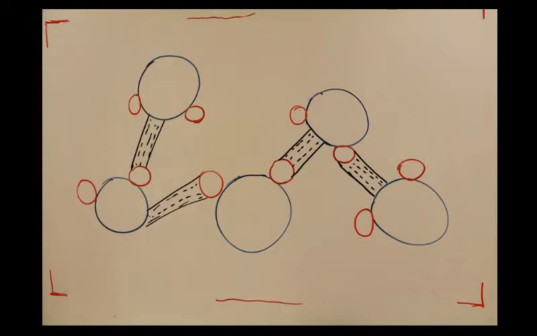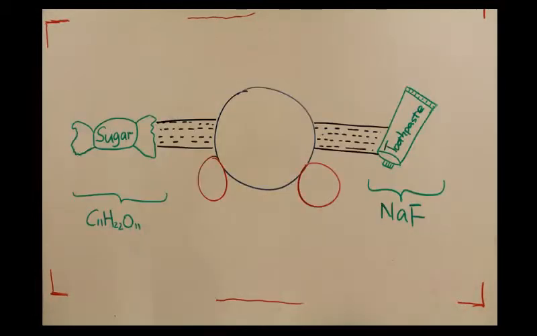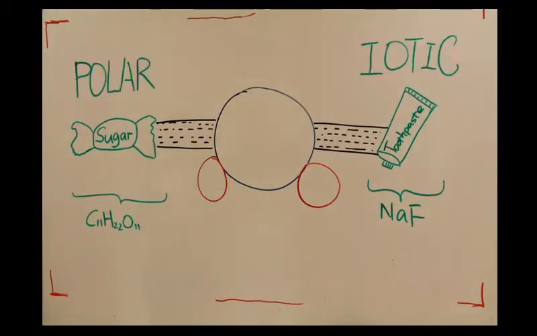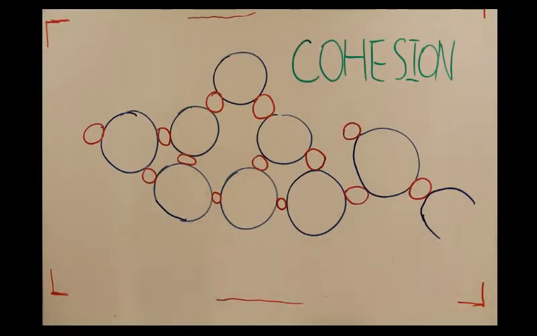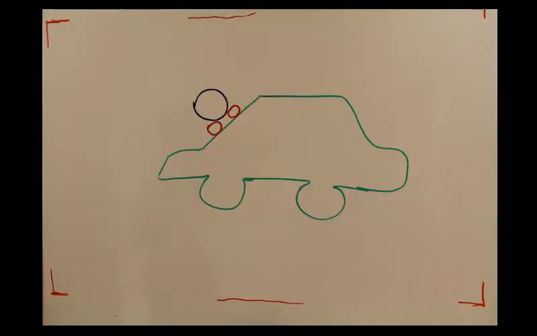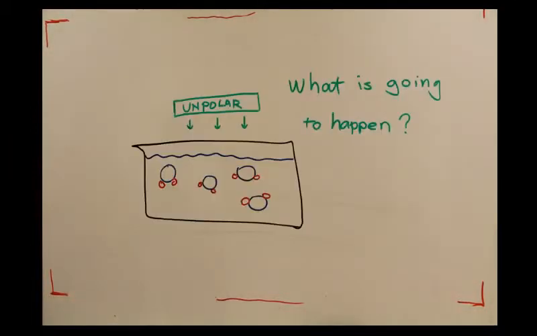Hydrogen bonds don't just form between water molecules either. They can form between a water molecule and different substances, like a polar substance, for example sugar, or an ionic substance like toothpaste. Water's ability to stick to itself is called cohesion, while its ability to stick to other substances is called adhesion. However, what happens if water finds a nonpolar substance?